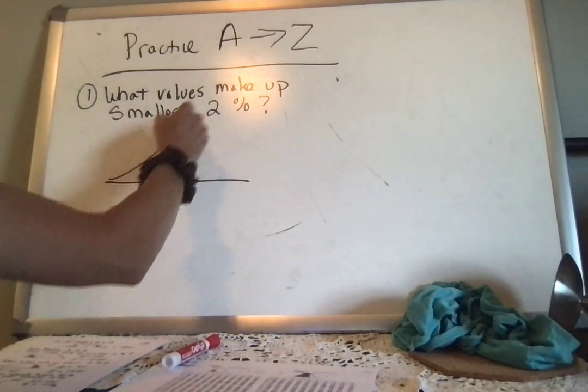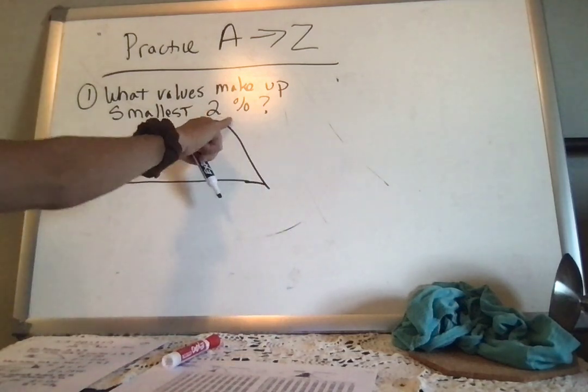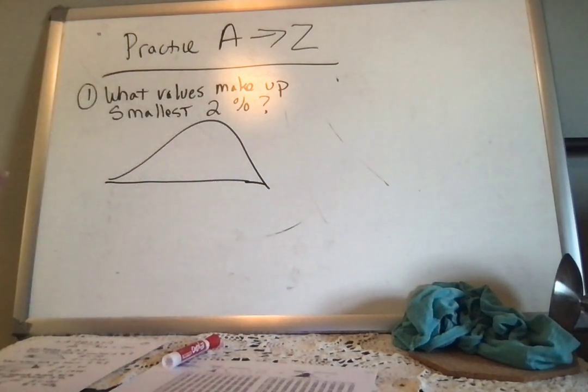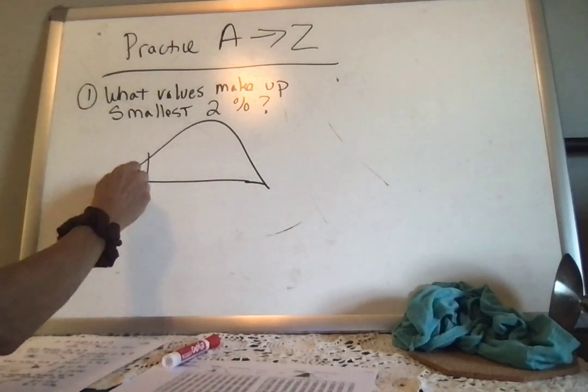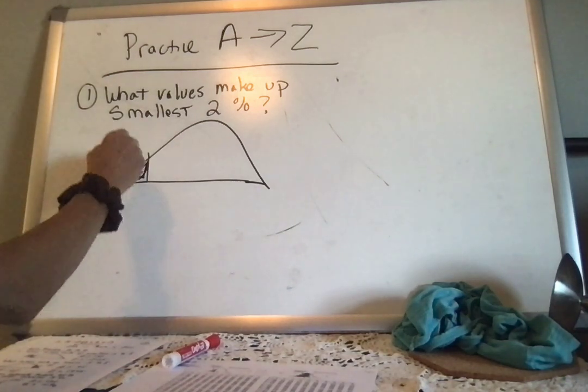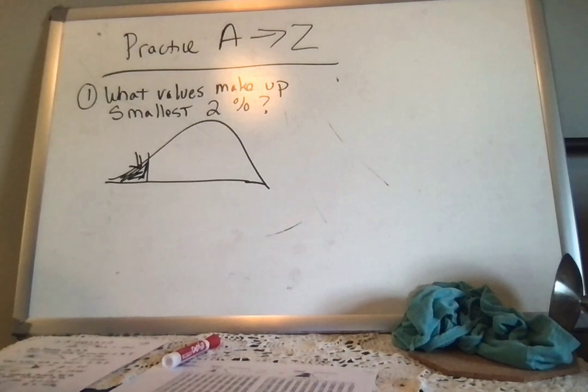So, see how they gave you the area. That's not a z-score. That's an area. So here is the area they're giving us, 2%. Take a second, pause me, and make sure you write that correctly in decimal form.